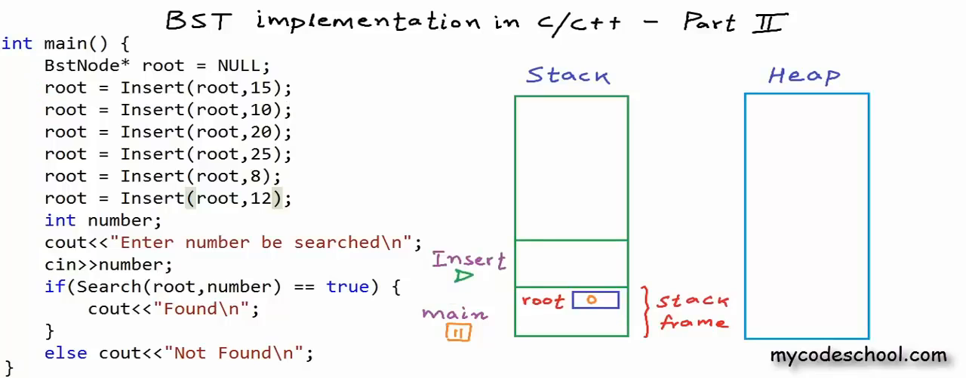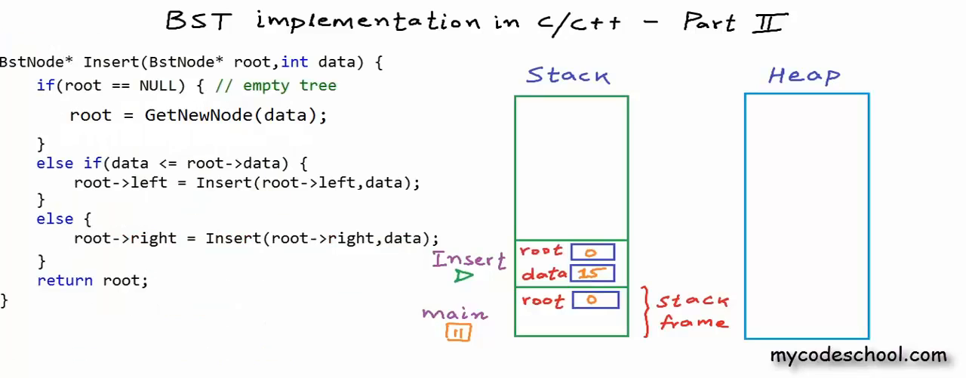Main will wait for this insert above to finish and return. Once this insert call finishes, main will resume at line 2. We have these two local variables root and data in the insert function, in which we are collecting the arguments. Now for this call to the insert function, we will go inside the first if condition here because root is null.